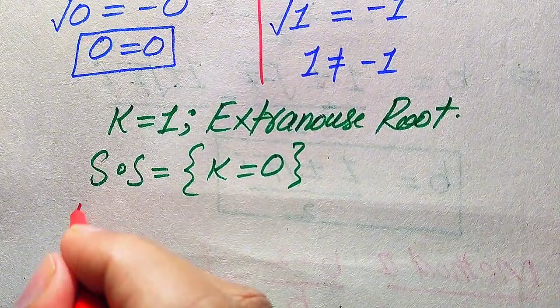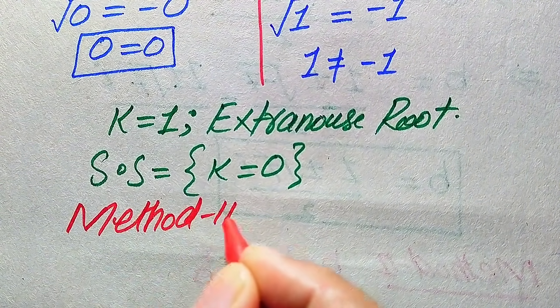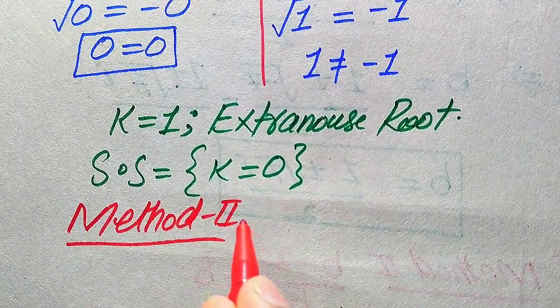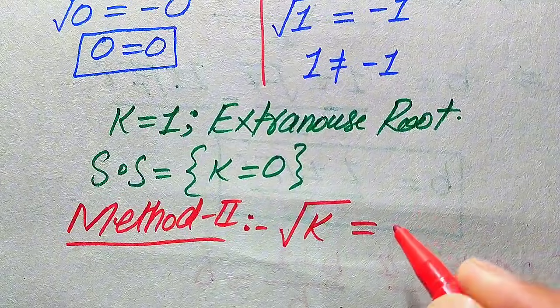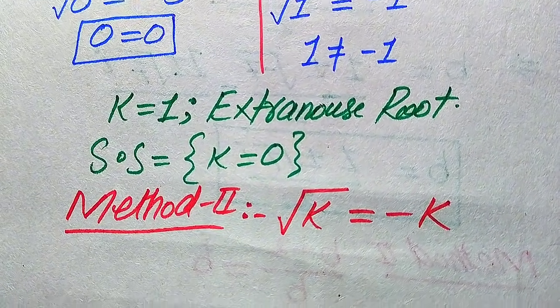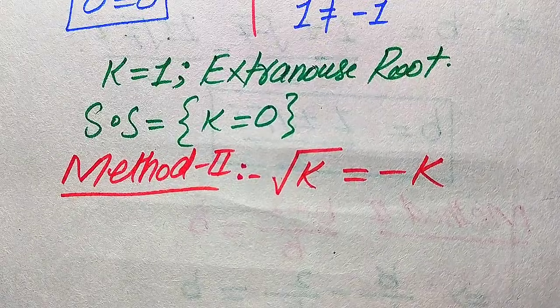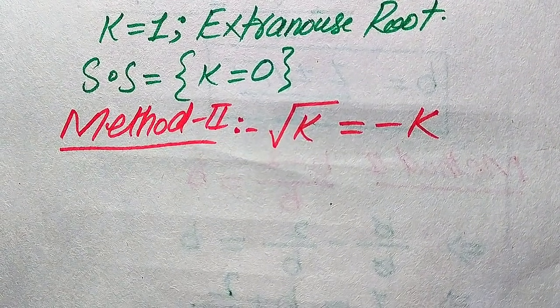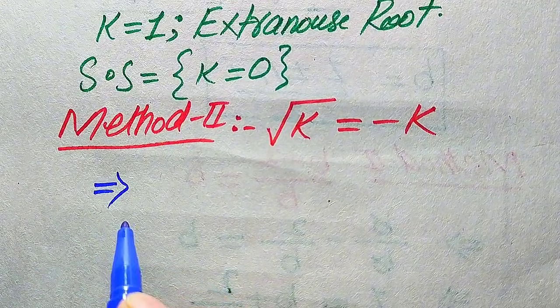Now we solve this problem again using the second method. For the second method, we first copy down the given question statement, so that our given question statement is square root of k equals minus k. In the second method, we give another technique to solve this problem for the values of k.